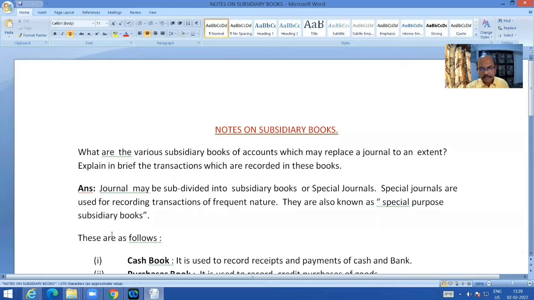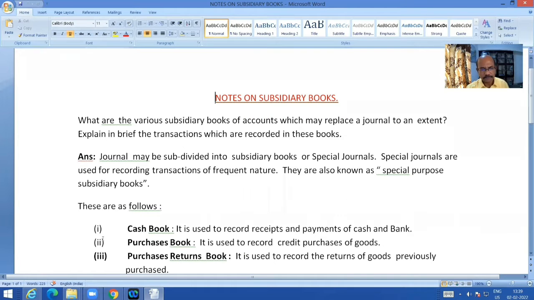Notes on subsidiary books. This is meant for your exam purpose. The concept you have already got; I explained it in a very lucid way as best as I could. This is for your exam purpose. Suppose they ask you, what are the various subsidiary books of accounts which may replace a journal to an extent? Explain in brief the transactions which are recorded in these books.